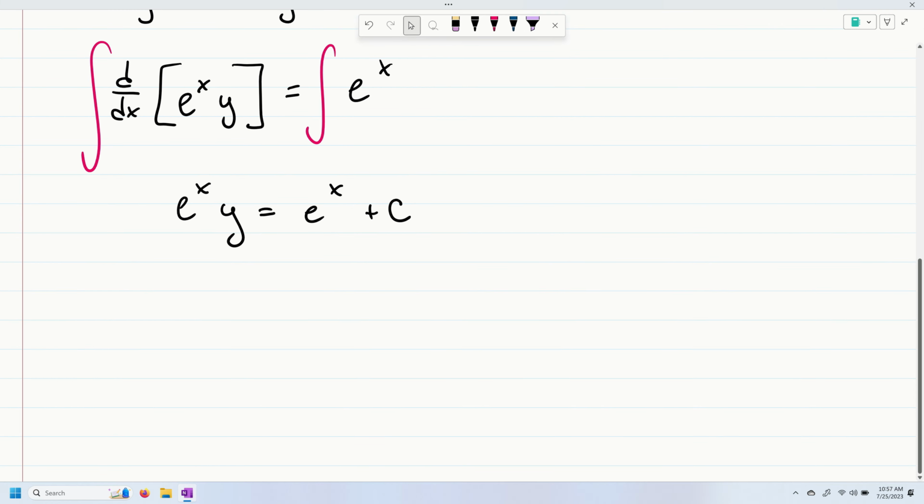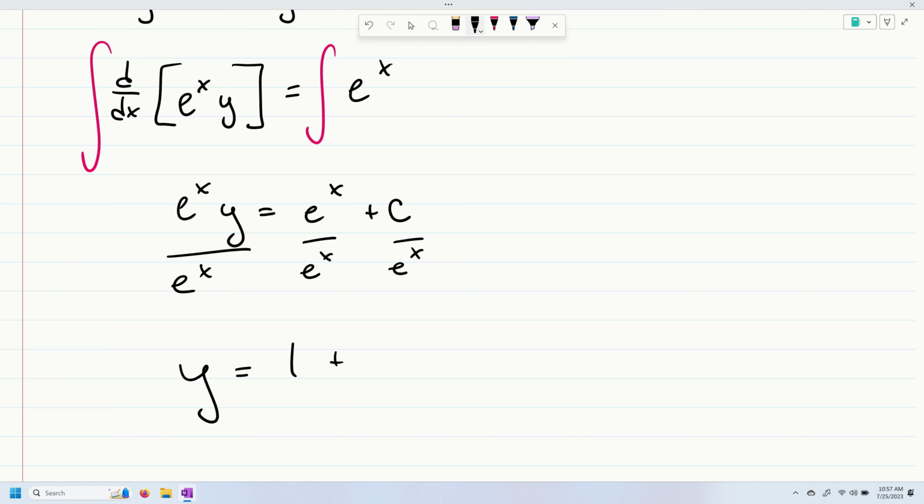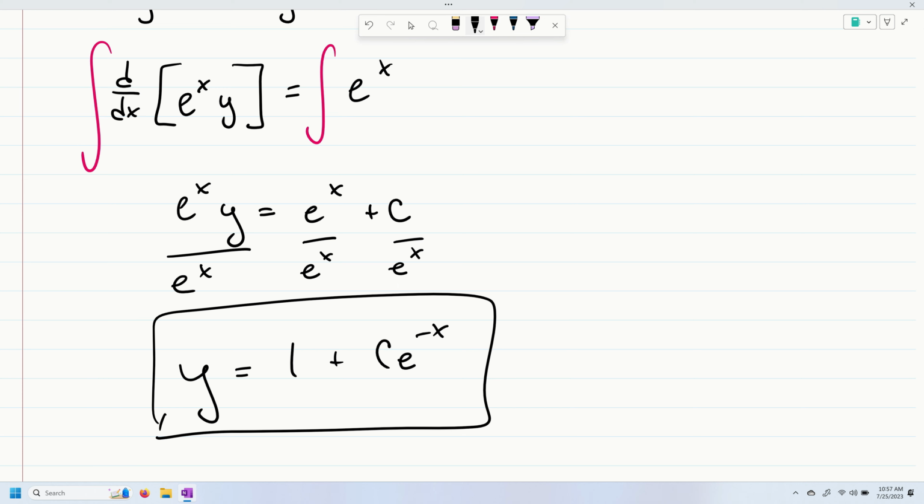And finally, to solve for y, we divide everything by e to the x, to give us y equals 1 plus c e to the negative x. And there's our first example there.